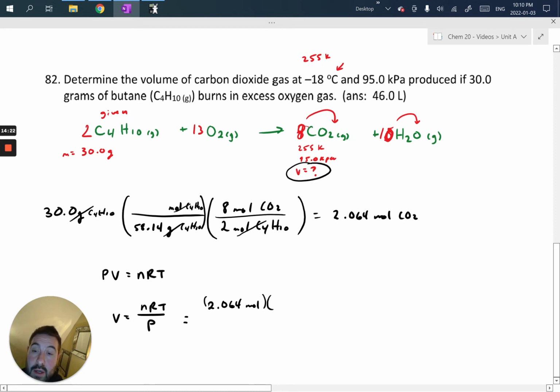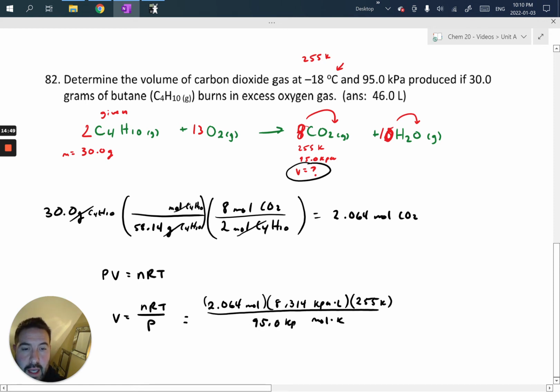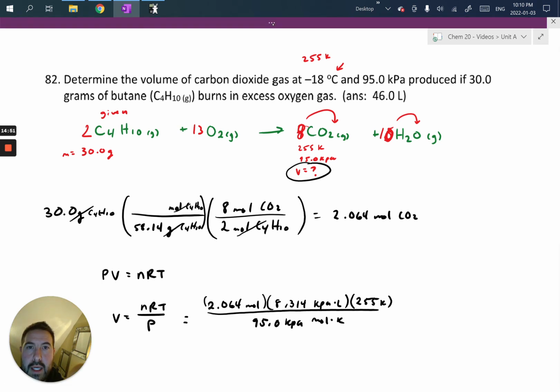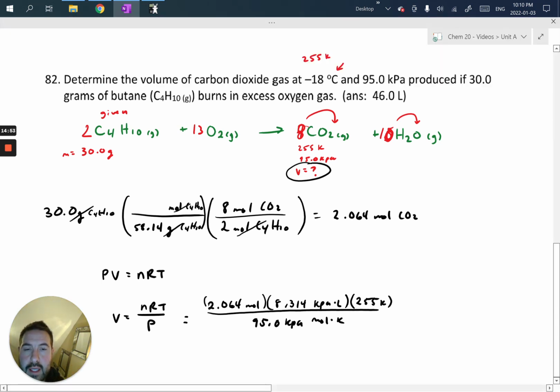And R is in your data booklet. It's your ideal gas constant, 8.314 kPa liters per mole Kelvin. And then I also need my temperature, 255 Kelvin. And then at the bottom is my pressure, 95.0 kPa. So let's make sure we did this right and see if all of our units cancel out.